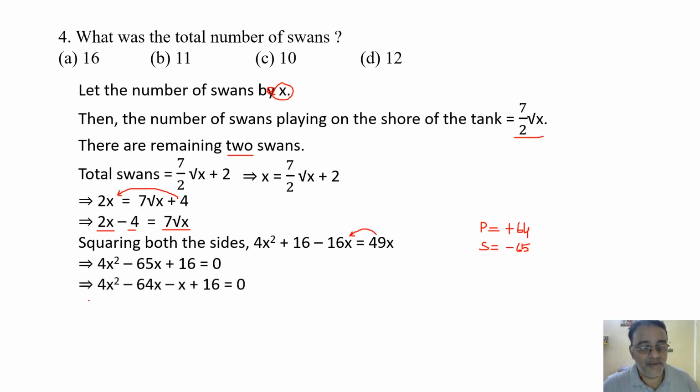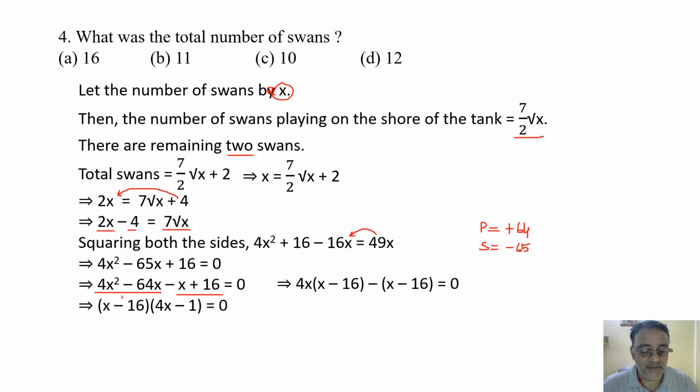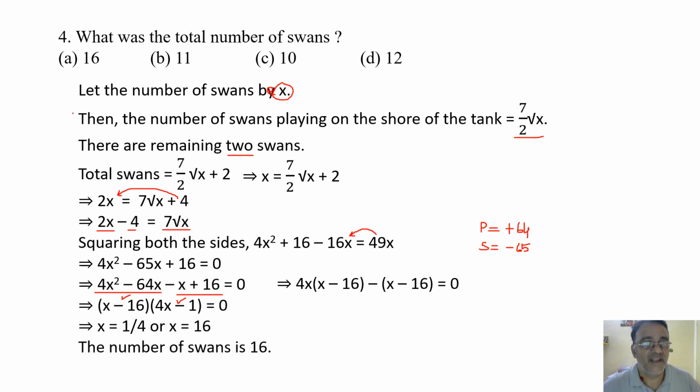Now, what is the common between the first two terms? 4x. Very good. And the second one? Minus 1. Right. So if we take x minus 16 common, we are getting two factors, x minus 16 into 4x minus 1. So from here we will get 16 and here 1 by 4. Again 1 by 4 we have to neglect because the number of swans should be a natural number. So we are getting final answer 16 and the correct option is Option A.